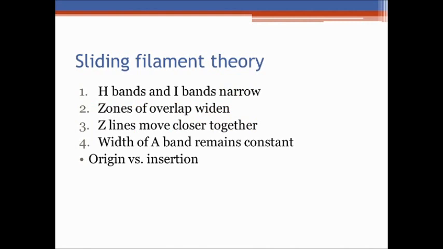So with the sliding filament theory, how does everything interact? What happens with the sarcomere? How does it function? The H bands and the I bands narrow, the zone of overlap widens, the Z lines move closer together, and the width of the A band remains constant.